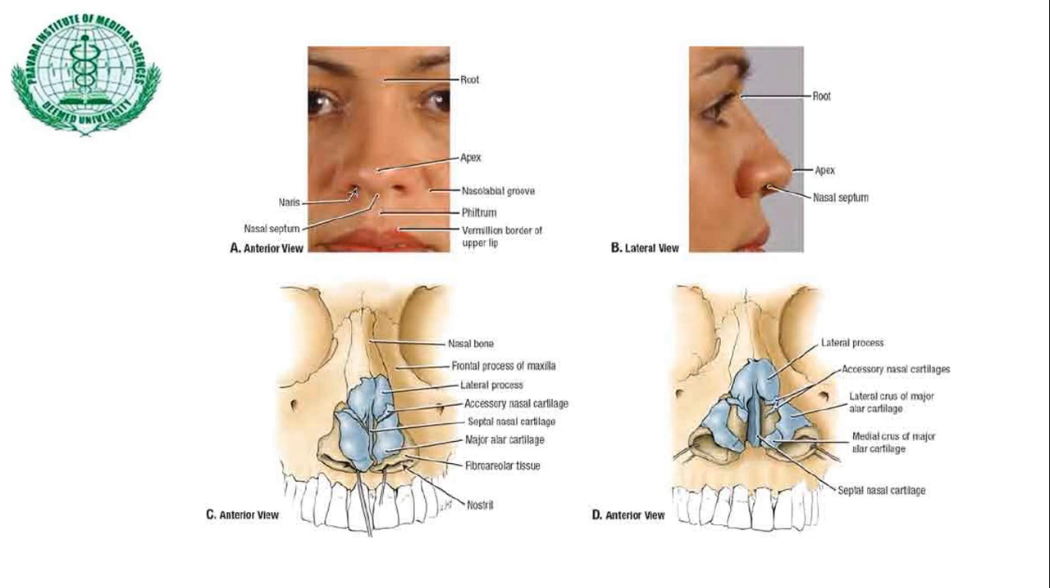Now, the skeleton of the external nose is partly bony and partly cartilaginous. You can see in this figure, this is the bony part and this is the cartilaginous part. The external nose in its upper one third is bony, and in its lower two thirds it is cartilaginous. In the bony part, you can see the two nasal bones and the frontal process of the maxilla. The two nasal bones meet in the midline and they overlie the nasal process of the frontal bone. They are present in between the frontal processes of the maxilla.